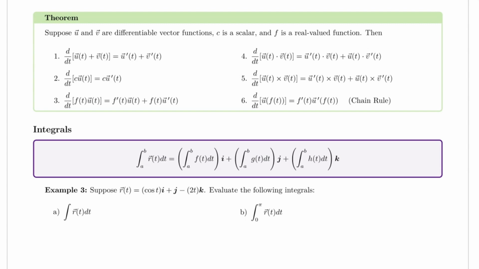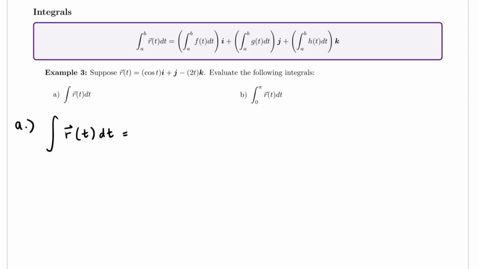Let's talk about integrals. The integral from a to b of r of t dt works very similarly to derivatives. We take the integral of each of the component functions. Example 3 says, suppose r of t is equal to that, evaluate the following integrals. All right, so if we're taking the indefinite integral to start off with, we end up with the integral of cosine of t dt, the integral of 1 dt, notice that's the coefficient of j, and then the integral of negative, let's factor out the negative, so negative 2t dt.